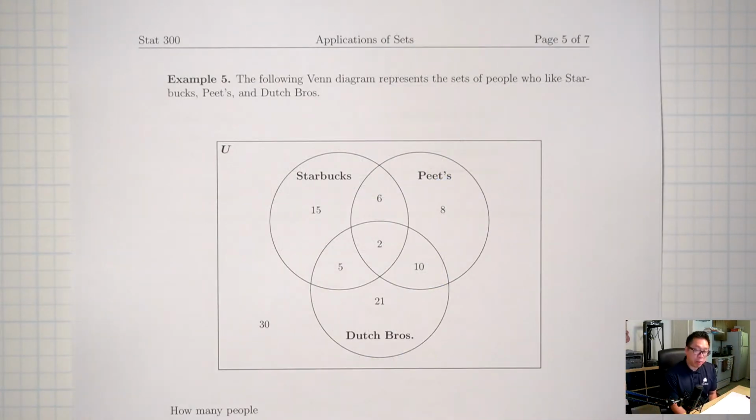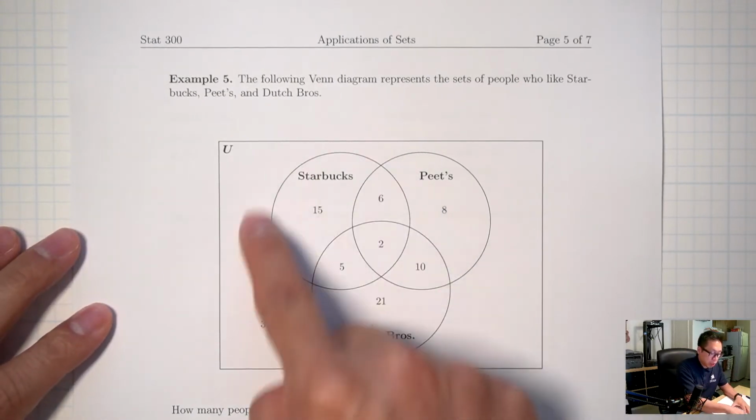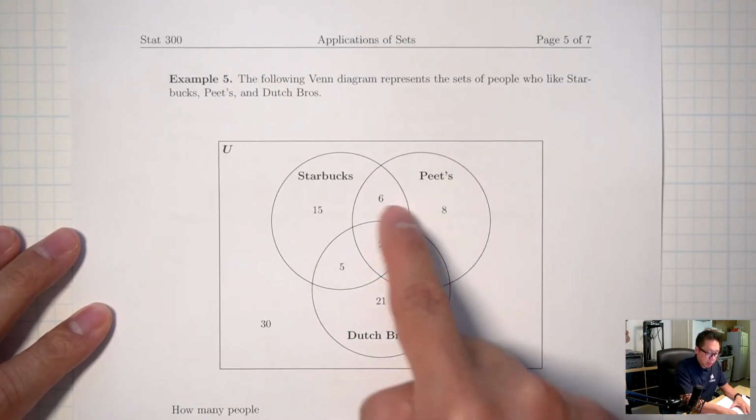Example 5. In the first 4 examples, we dealt with Venn diagrams that have only 2 circles or 2 sets. Here we have a Venn diagram with 3 circles. So these 3 circles represent the people who like Starbucks, Pete's, and Dutch Bros.